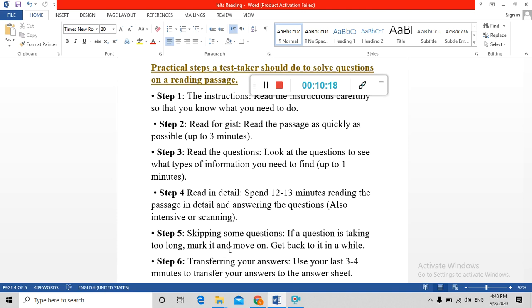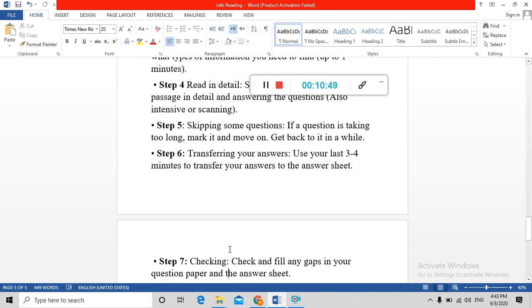Step 6, transferring your answers. Use your last 3 to 4 minutes to transfer your answers to the answer sheet. If it is a paper-based test, then you need to transfer your answers to the answer sheet. So don't forget that. You will not have extra time, 10 minutes as in the listening part, to transfer your answers.